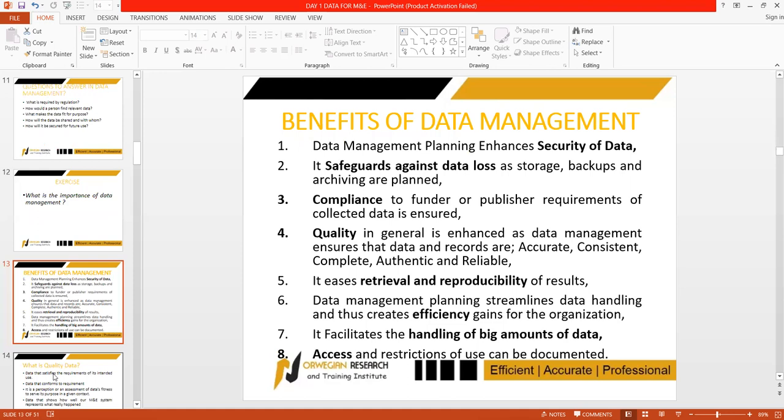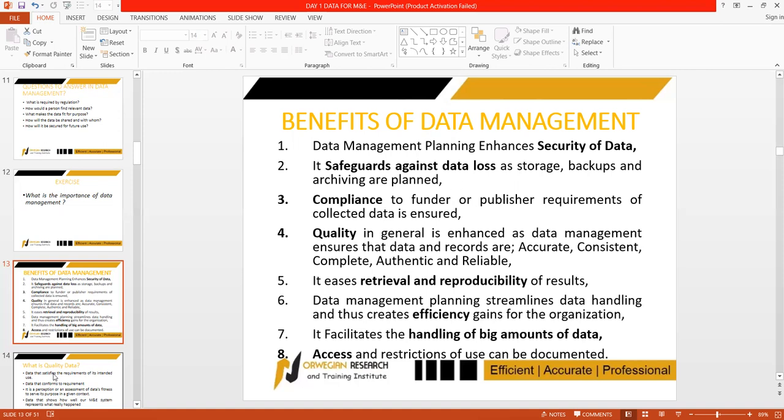Number two, it safeguards against data loss as storage, backups, and archiving are planned, required, and provided. It's also a component of compliance to the people who entrusted you to collect and manage data for them: the department, the funders, publishers' requirements that data is safe. It complies with the donor requirement. Quality: in general, data management ensures that data and records are accurate, consistent, complete, authentic, and reliable. That's another benefit of having a proper data management system in our organization.